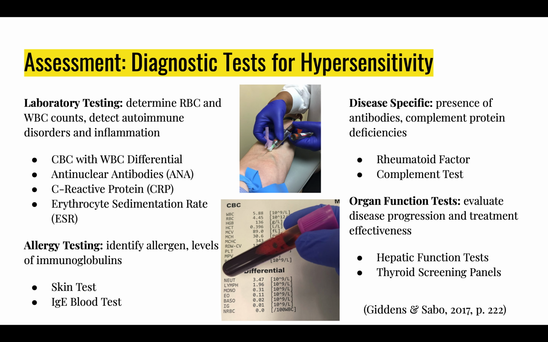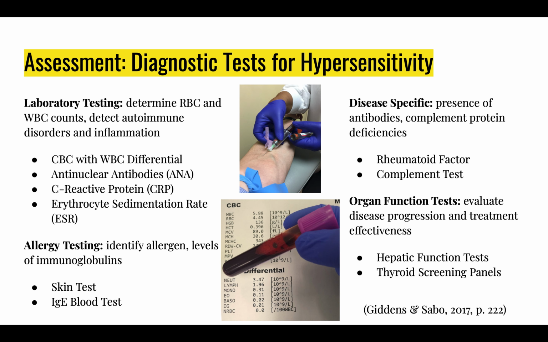Diagnostic tests for hypersensitivity. There are several laboratory tests that can be performed to determine if a person is experiencing a hypersensitivity reaction. A complete blood count with differential can determine if there are alterations in immune function. A positive antinuclear antibody test may indicate an autoimmune disorder. C-reactive protein and erythrocyte sedimentation rate tests can detect inflammation. For allergies, a skin test can help identify the allergen, and an IgE blood test is used to measure the allergic response to an antigen.